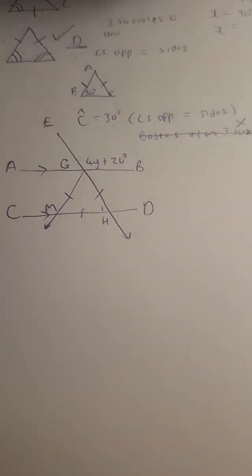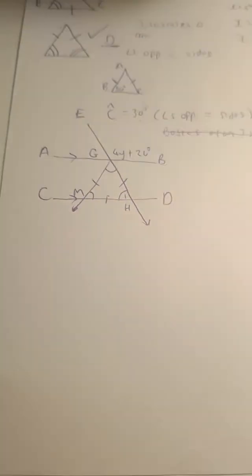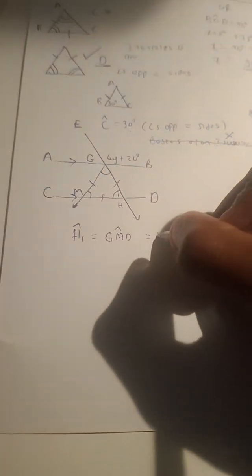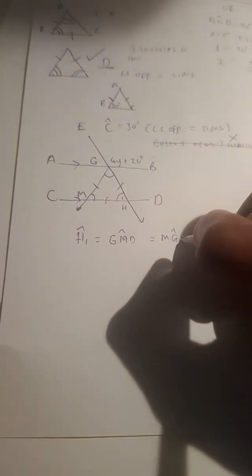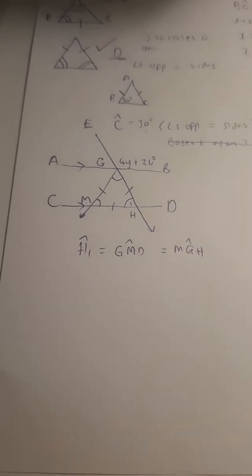Is an equilateral triangle. If it is equilateral, then there's something that we need to actually indicate about an equilateral triangle. Guys, we know that these angles are all going to be what? They're all going to be 60 degrees. So this is what I'm going to say. Angle H1 is equal to angle GMD, which is equal to angle MGH.